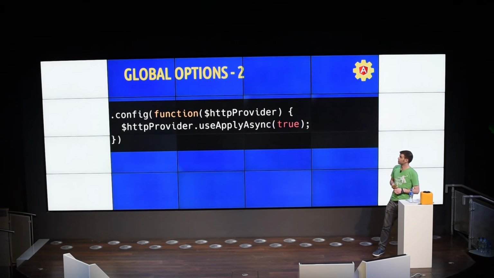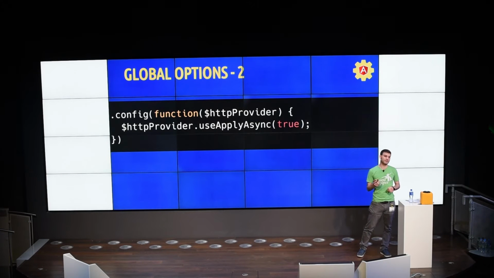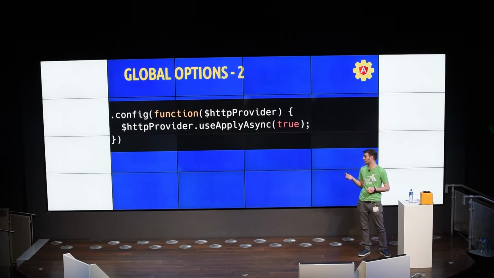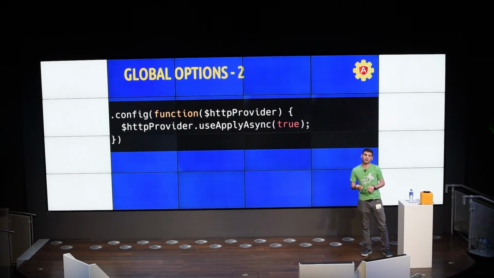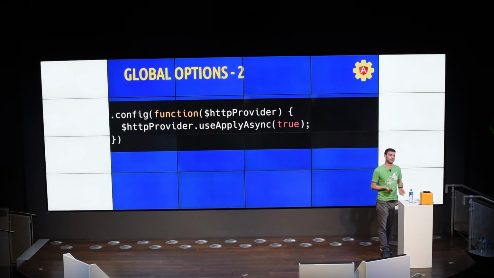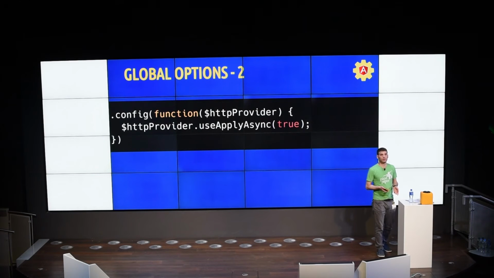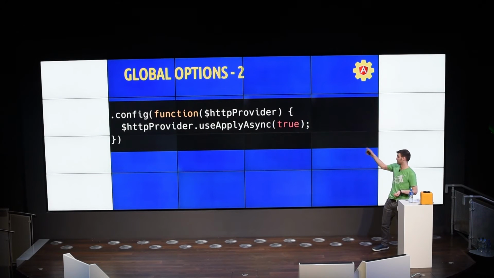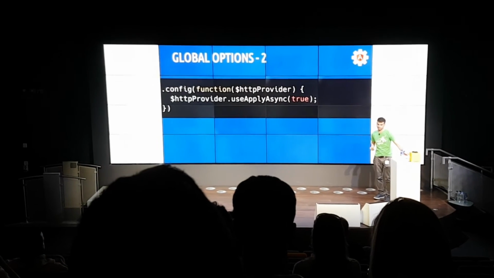And the other one is useApplyAsync. Now, how Angular works for HTTP requests is, after you get the response from any HTTP request, Angular is going to trigger an $apply. So a $rootScope digest all the way from the top to the bottom. Now, if you have multiple HTTP requests at the same time, what you can do, just by enabling useApplyAsync true, is get a single apply at the end of it.